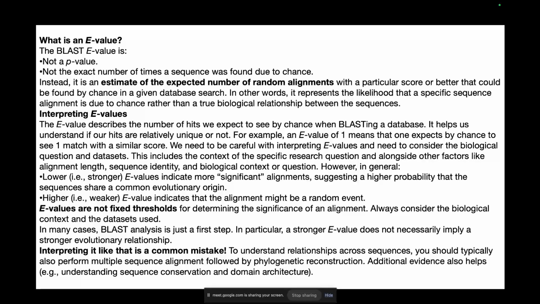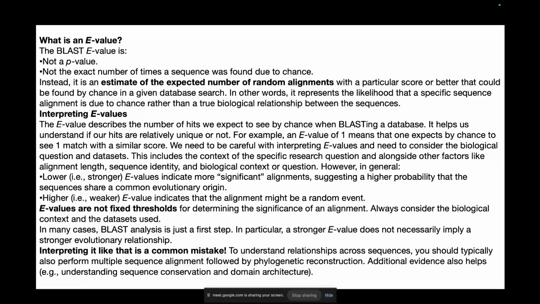As I was saying, it is an estimate of the expected number of random alignments with a particular score, or better, that could be found by chance in a given database search. So what it is telling you is, does your sequence match the database sequence just randomly by chance, or is it a very good match and there are no other matches anywhere in the database? That is what it is telling you.